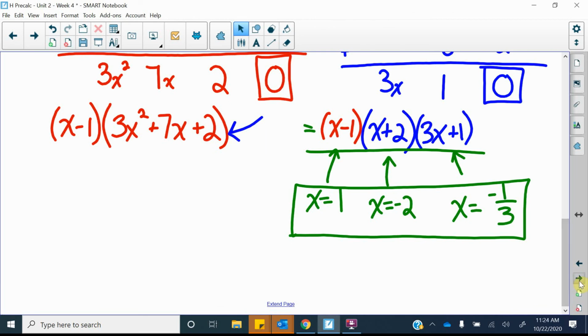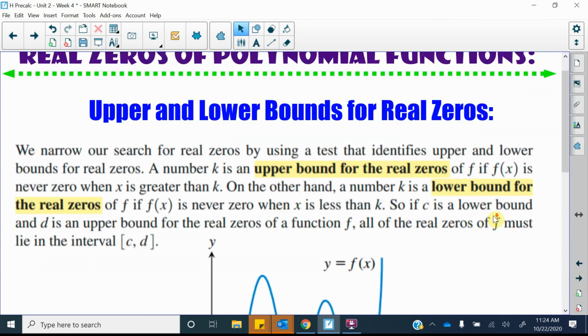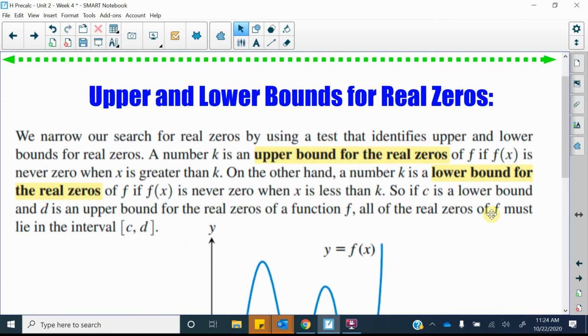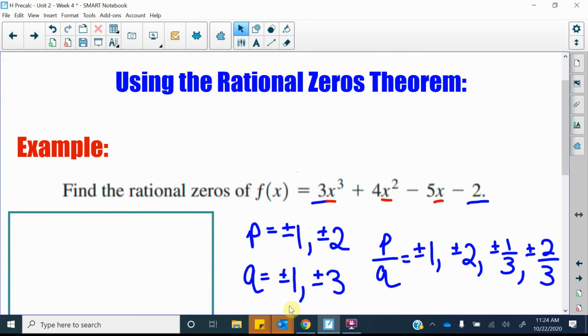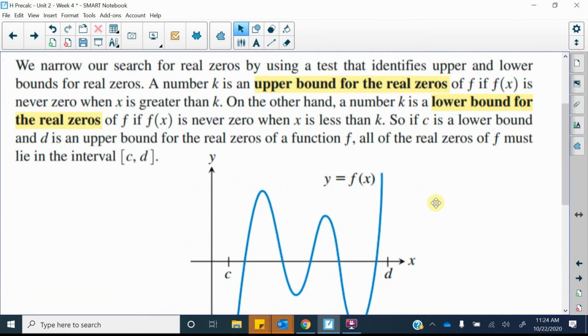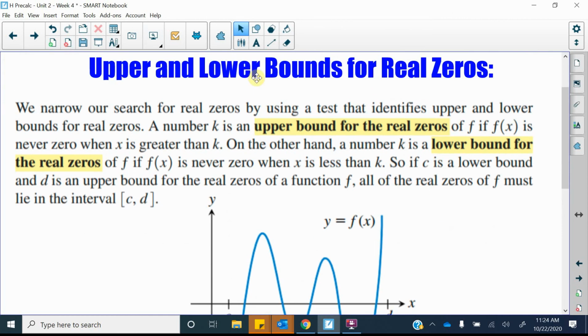So this is super handy when we're trying to figure out the factored forms. One other thing I want to point out: with these types of polynomials, the bigger the numbers you have, the more P's and Q's you're going to have, as well as more possible rational zeros. So there is a little cheat to help you get your number of rational zeros down. This is where we use upper and lower bounds for these real zeros.